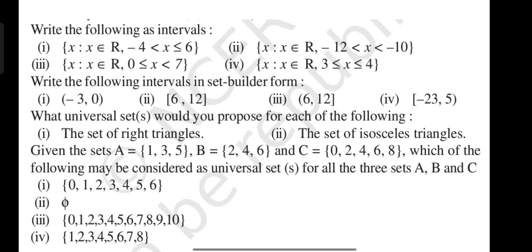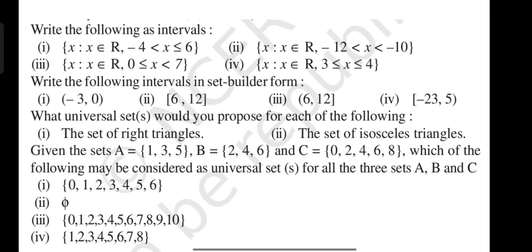In set A, 1, 3 and 5 are included, and in the first option, 0 to 6, there comes 1, 3 and 5, so option 1 can be considered a universal set of A. Then for B, 2 and 6 come, so option 1 can be considered a universal set for B. Then C, 0, 2, 4, 6, 8, but 0 is there but 8 is not there, so for C, option 1 is not a universal set.